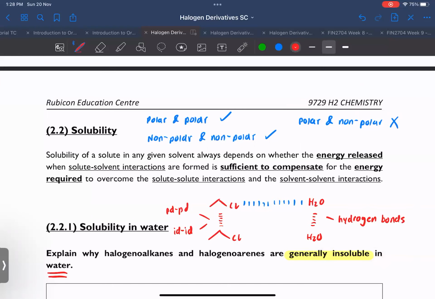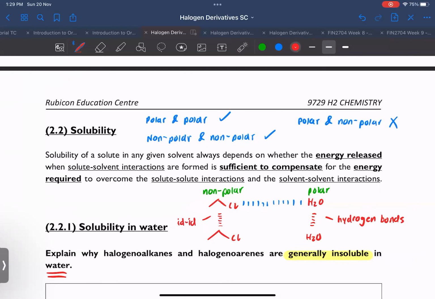So if water here is a polar molecule, that means this one should be a non-polar molecule, right? Because I'm just going based on my answer here. They say it's insoluble. So what should we be using here? Should we be using PDPD or IDID? If we already identified that we are talking about the non-polar portion, then we must use IDID law. So here, this interaction in red should be the IDID attractions between the non-polar alkyl chains.